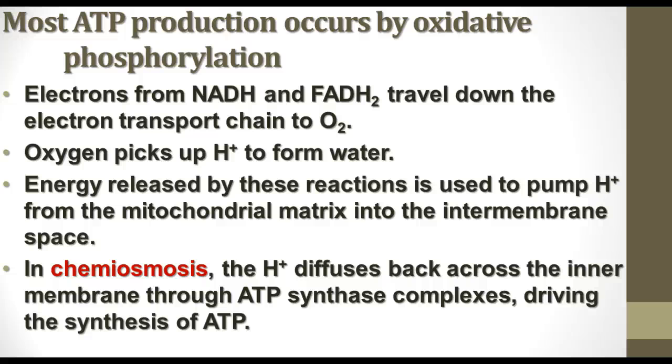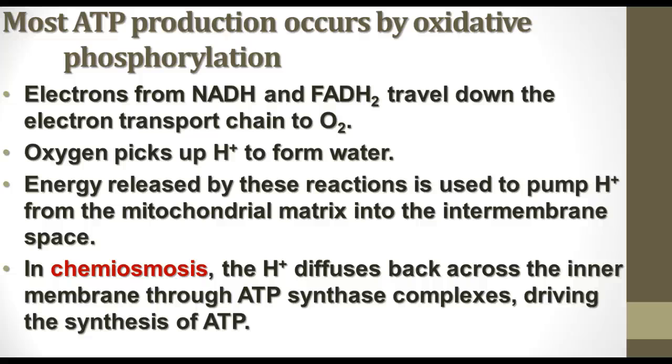The energy that is released by the reaction of moving the electrons from one protein to the next is going to be used to pump hydrogen ions from the mitochondrial matrix into the intermembrane space, the space in between the 2 membranes of the mitochondrion. In the process of chemiosmosis, the hydrogen ions that have gathered there in the intermembrane space have developed potential energy, like water behind a dam or water in a water tower.